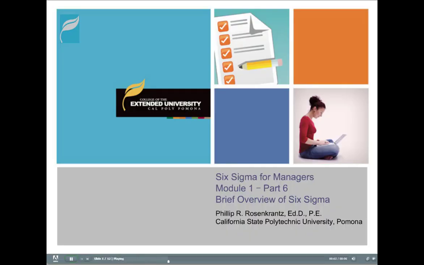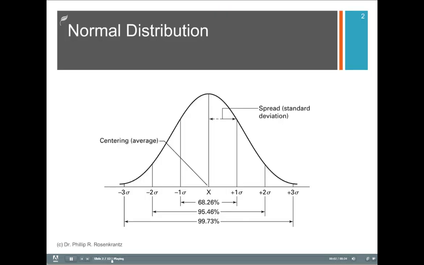We're going to complete Module 1, our introductory module, with an overview of Six Sigma. We used this slide earlier to demonstrate the normal distribution, but what we want to point out here is that the plus and minus 3 standard deviations contains 99.73% of the population. That spread is real important when we start talking about the definition of Six Sigma.